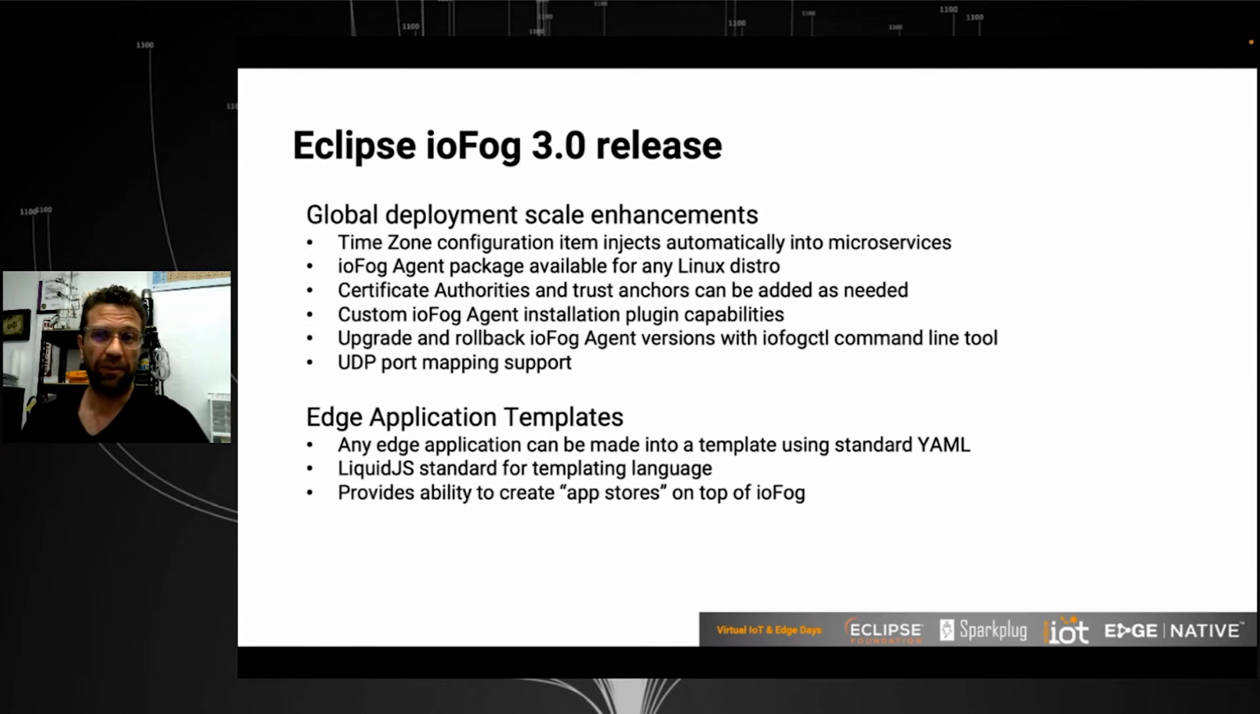Now let's talk about one of the other major themes, edge application templates. And I'm going to give some examples and dive in greater detail, but the gist of it here is that any edge application can now be made into a template using standard YAML file. The same type of YAML file you would normally use for a fixed deploy can be a flexible deploy. And we've chosen Liquid.js as a standard for templating because it's popular, it is simple, easy to understand, a lot of resources for looking up how to phrase things for templating.